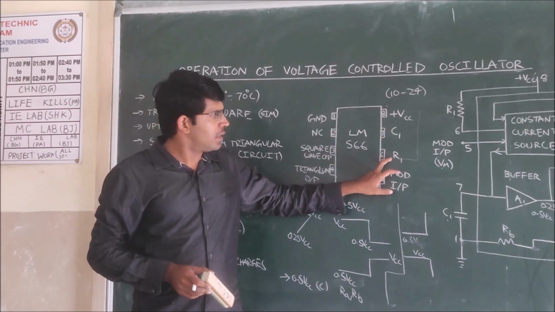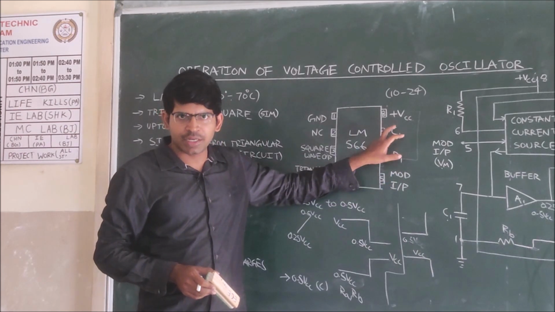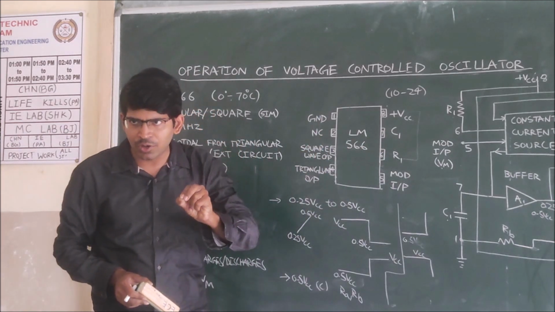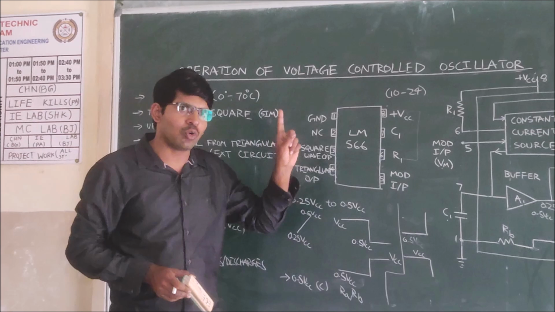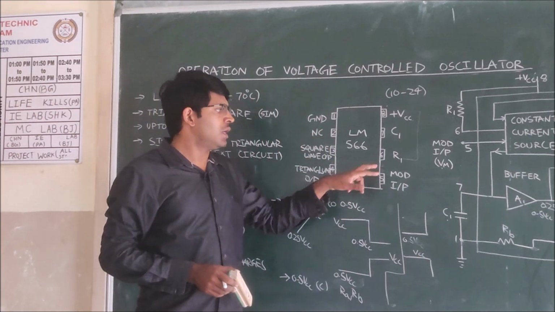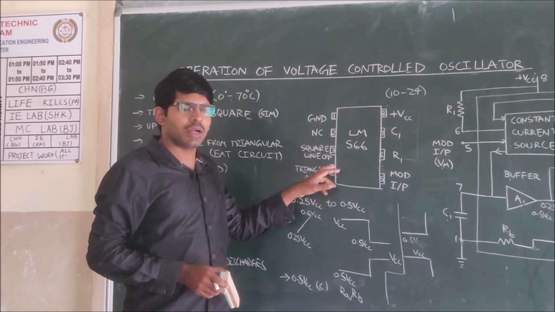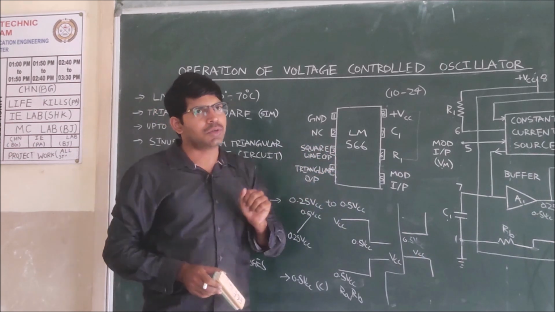7 and pin number 6 we connect the external capacitor and resistors for the frequency control of the output of the voltage controlled oscillator. Pin 5 is the modulated input, and pins 3 and 4 are the square wave and triangular wave outputs.